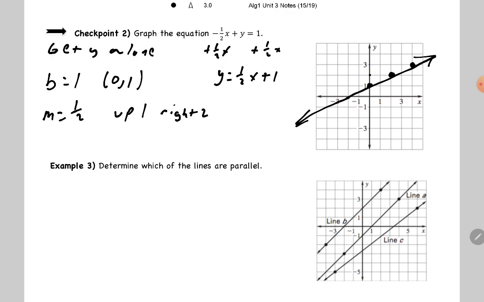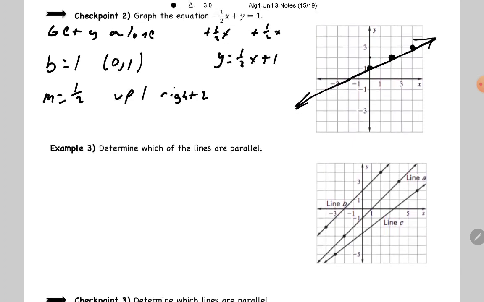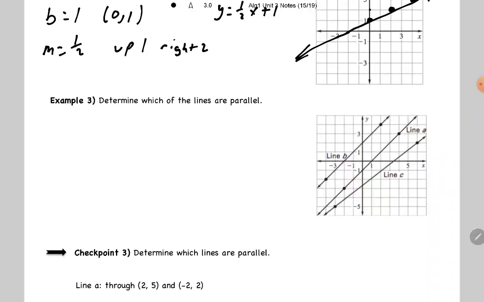Okay. Need at least 3 points. We like to see at least 3 points. Okay, determine which of the lines are parallel. So parallel means if you keep extending these lines, they do not intersect.